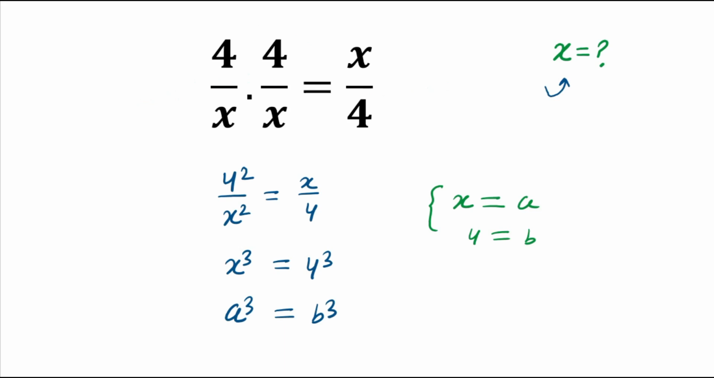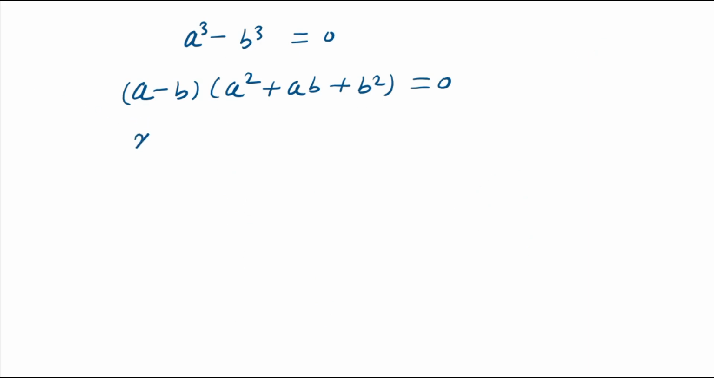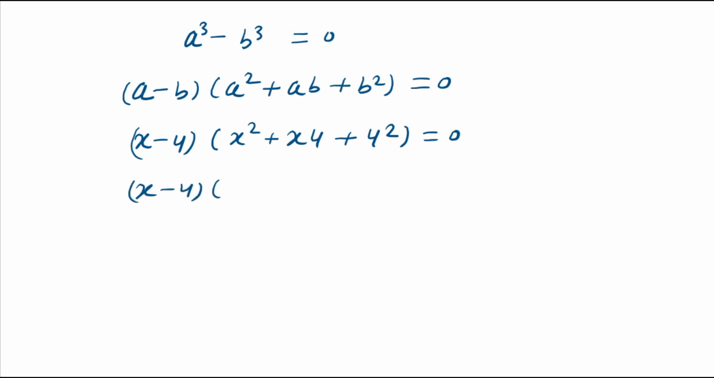Here the value of a is x and the value of b is 4. So a is replaced by x minus 4, and here a is replaced by x square plus a is replaced by x and b is replaced by 4 plus, and this b is also replaced by 4 square, and this is equals to 0. On the left hand side x minus 4, this is multiplied by x square plus x times 4 is 4x plus 4 square is 16, and this is equals to 0.